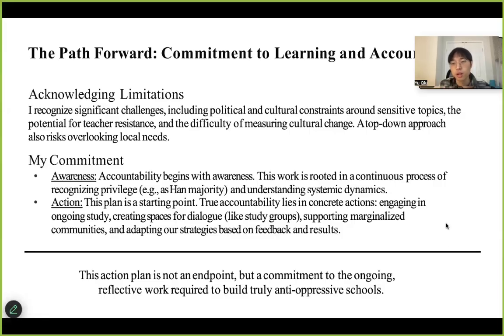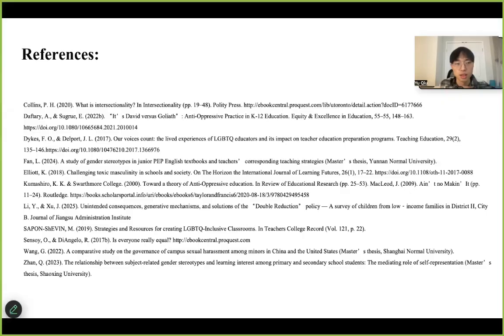Let's hold critical hope for the goal to come true. This is the reference.